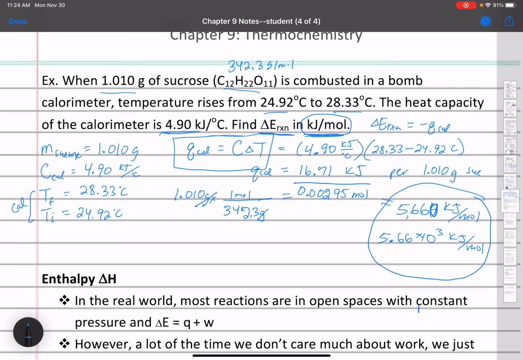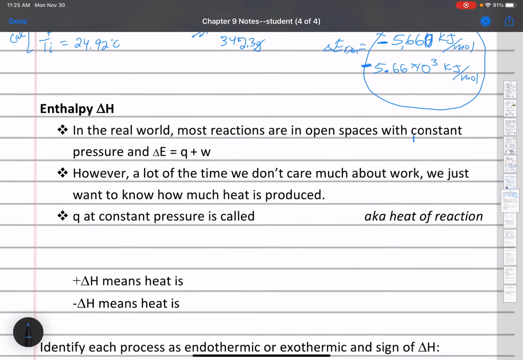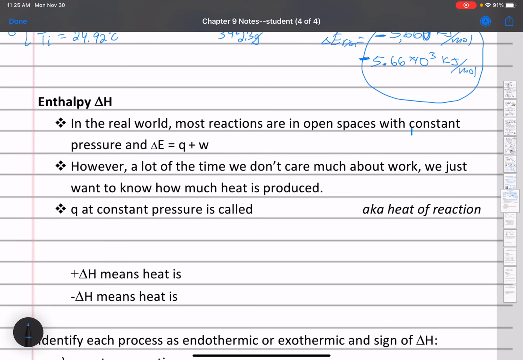Okay. Oh, and I forgot a sign. So it's asking me to find the change in energy of the reaction. All right, the reaction is the opposite sign of the calorimeter. So this is how much energy was absorbed by the calorimeter. So the amount of energy that's produced by the reaction is a negative amount, technically. All right, so the energy of the reaction is equal to negative 5,660 kilojoules per mole. All right, so that is a bomb calorimeter.